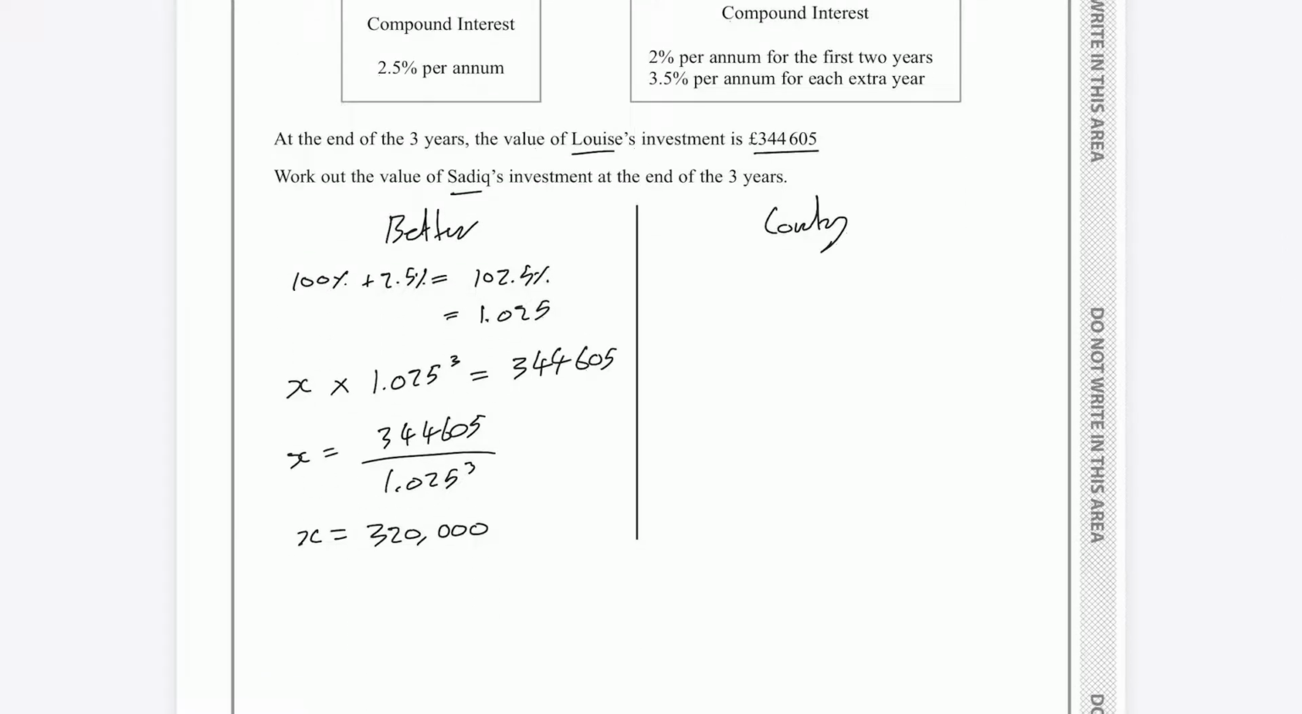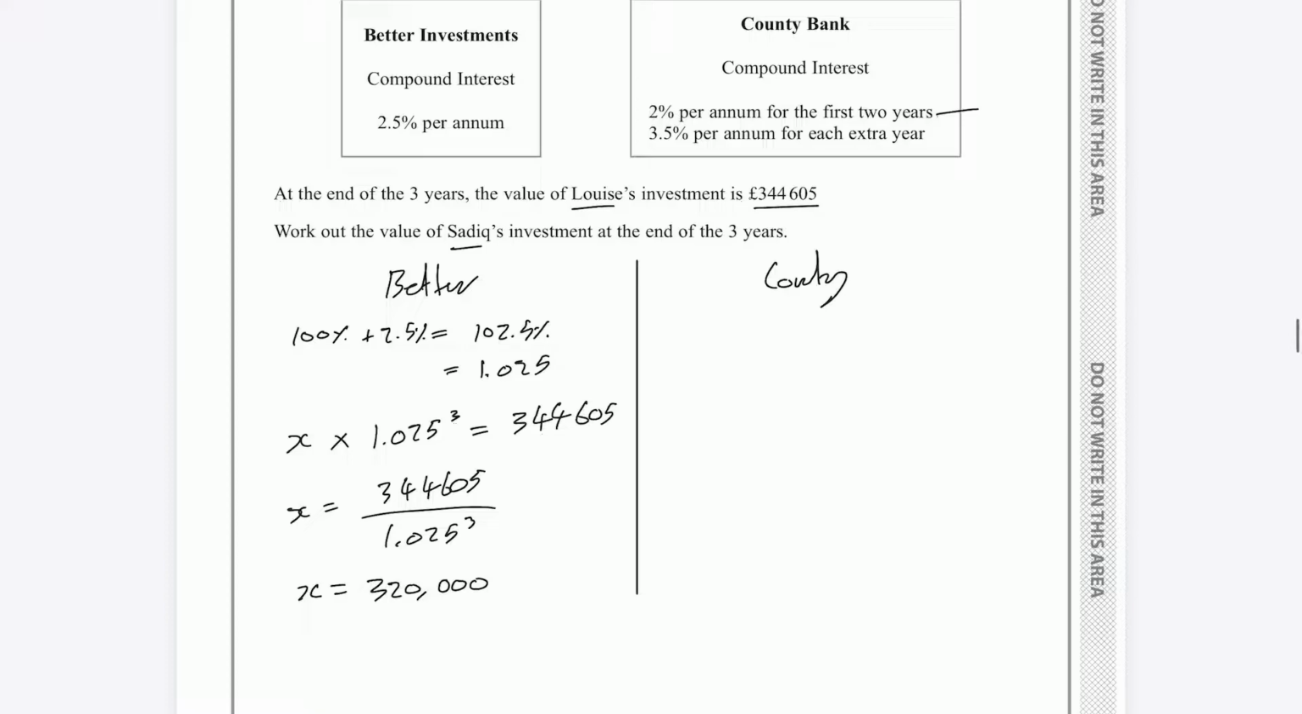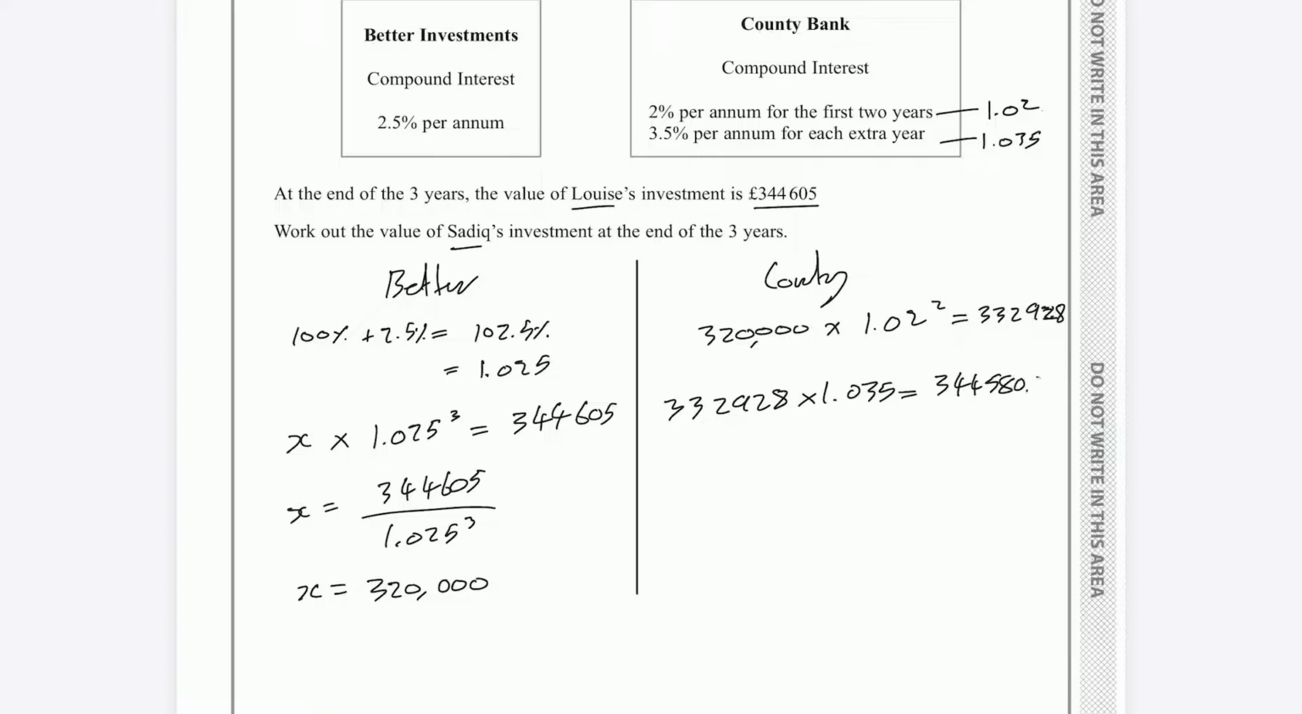So if you move over to the right hand side, we know for the first 2 years, as a decimal that's going to be 1.02, and as a decimal that's going to be 1.035. So in this case, he started off with 320,000, times that by 1.02 for 2 years, and that gives us 332,928. And then for the next year, 332,928 times that by 1.035, and that gives us 344,580 and 48 pence.